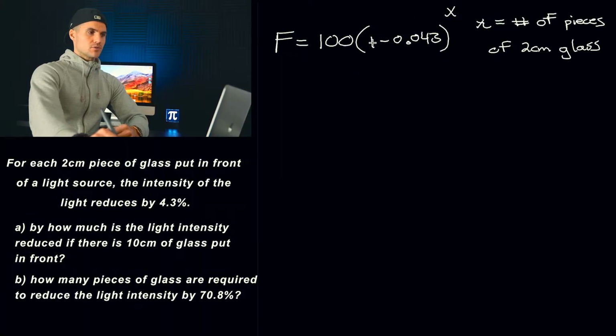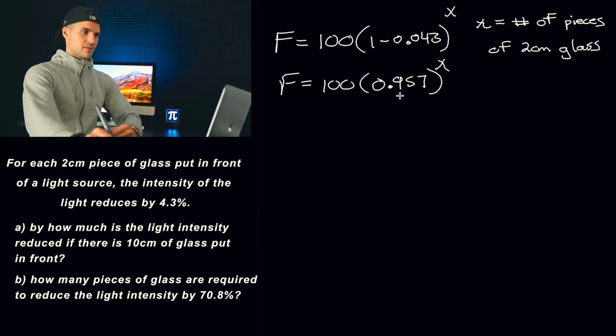Now, what we could do with this equation is we could actually simplify this bracket, 1 minus 0.043. That's going to be 0.957 to the power of x, like that. Okay, so that's the equation I'm going to use for parts A and B.